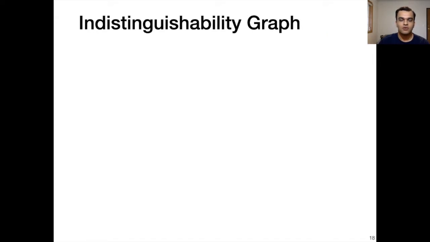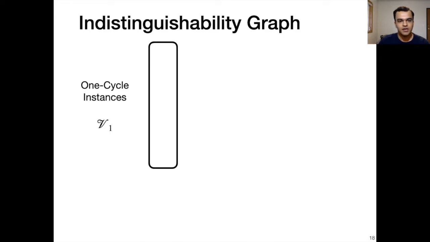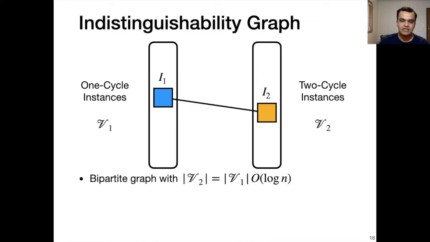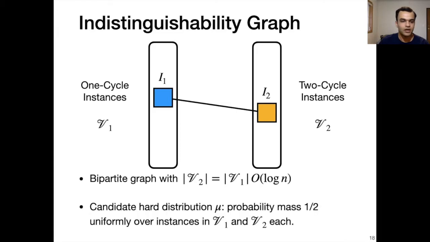To do this, we introduce a combinatorial structure called the indistinguishability graph. In the indistinguishability graph, we have the set V1 of one cycle instances on n vertices and the set V2 of two cycle instances on n vertices. An instance I1, that is a one cycle instance, has an edge to an instance I2 in V2 if the two instances are indistinguishable. We show that this is a bipartite graph with size of V2 equal to size of V1 times O of log n.